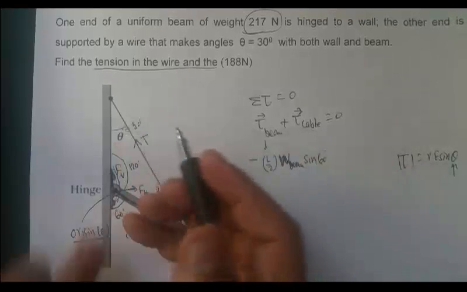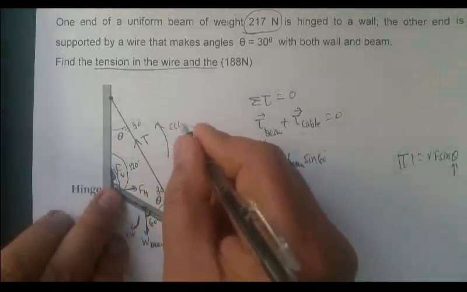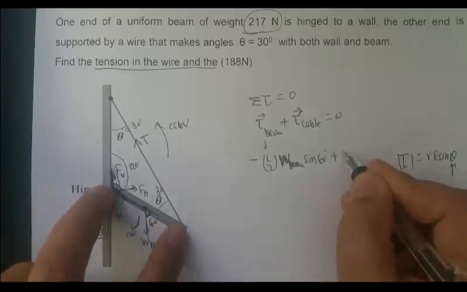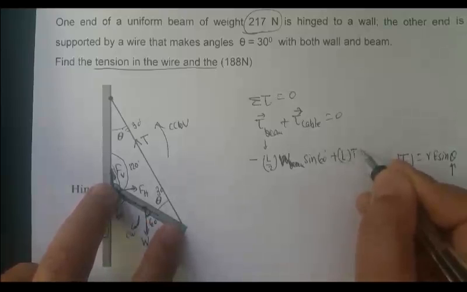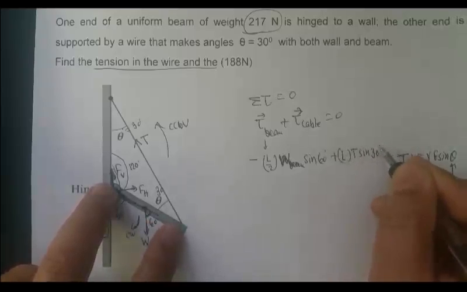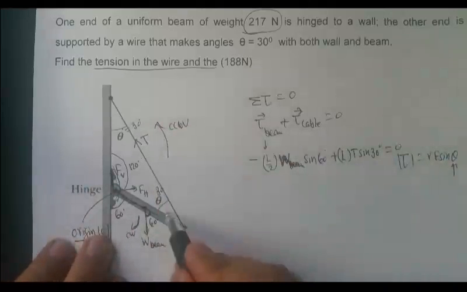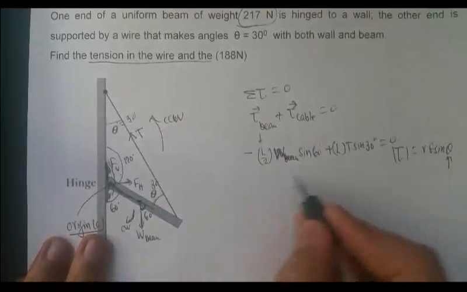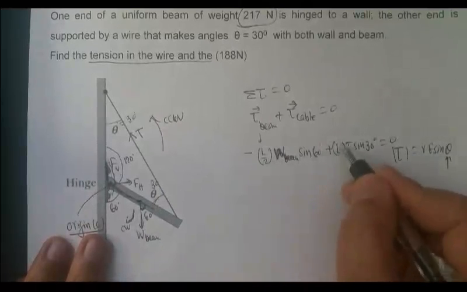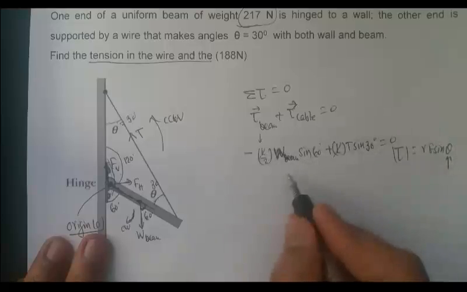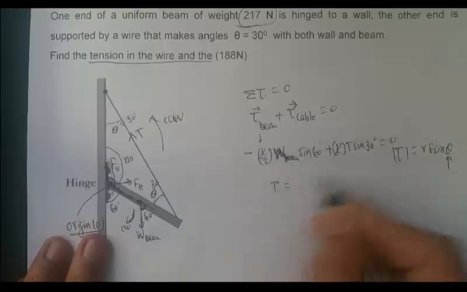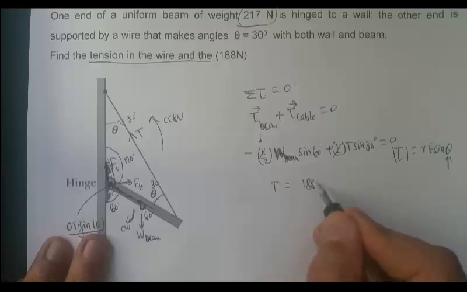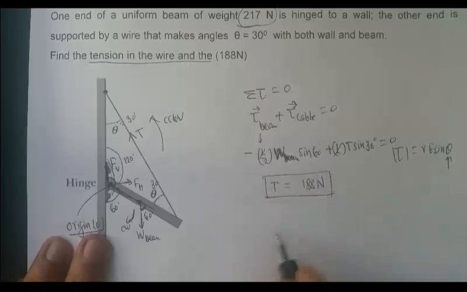And the torque due to the cable is positive because it's counterclockwise torque. The distance is the whole length L, times T sine of not 60 degrees but 30 degrees, because this cable is making 30 degrees. That's it. L will cancel out anyway, and you can solve for the tension. The weight of the beam is given, and it's going to be 188 newtons.